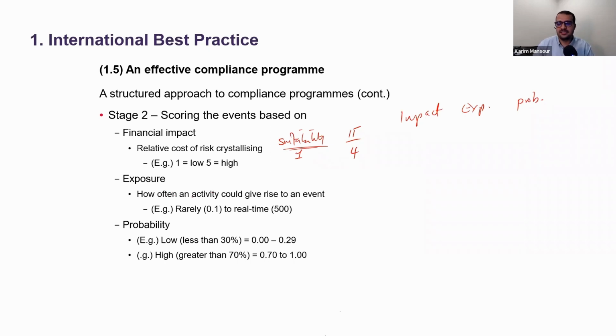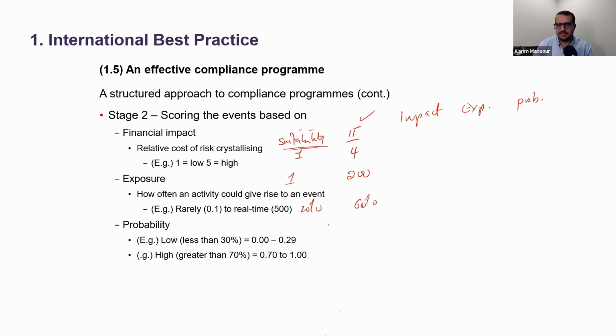Exposure, same thing. How often does the activity give rise to an event? Suitability, we rarely give advice, so it happens probably once every year. But insider trading, there's a big chance it happens. Where do you think we're going to concentrate more? Insider trading. What are the chances of this happening? Suitability advice, risk of fines has, let's say, a 20% chance. Insider trading has a 60% chance.